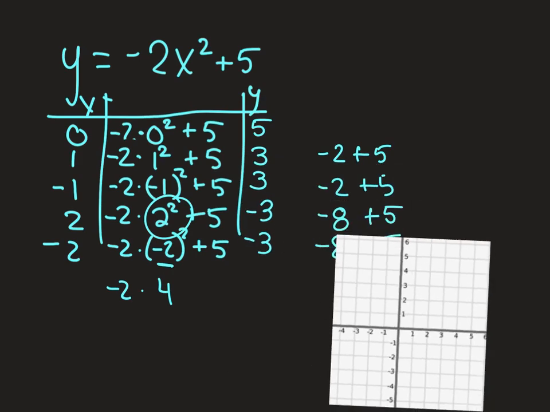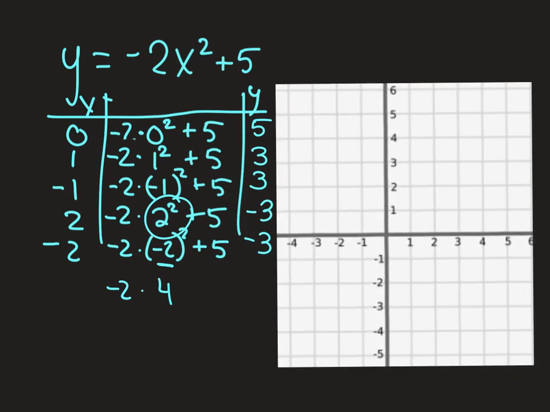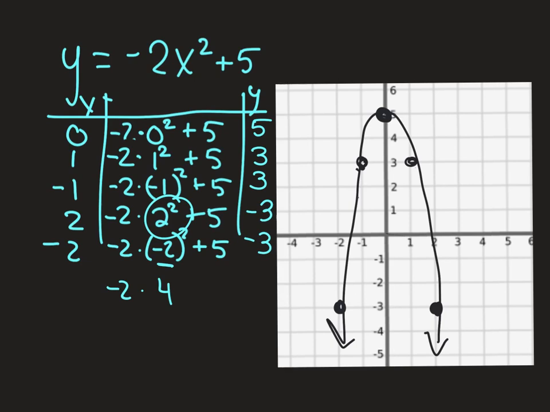So here we go. I'm going to put a dot at 0, 5. That's right here. A dot at 1, 3. Negative 1, 3. 2 is down here at negative 3. Negative 2 is also at negative 3. So do you see the U shape we got going on? And it's pointing down this time. It's going to point down anytime the coefficient is negative.